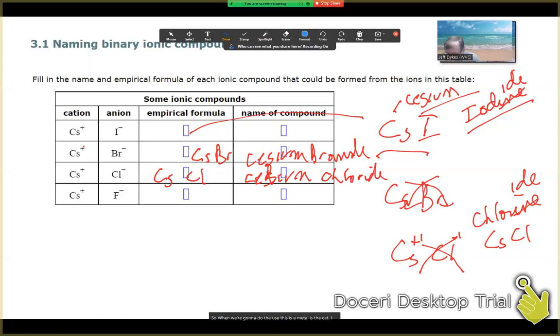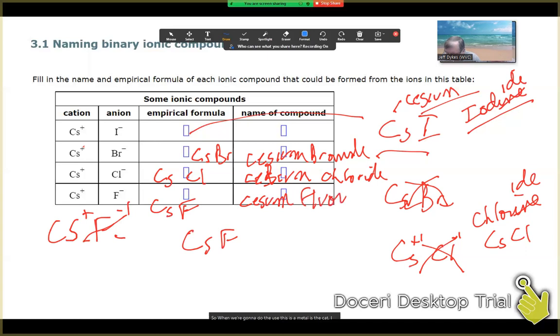And then this one would be cesium and fluorine, which becomes 1 and 1. So CsF, 1 and 1, so we don't need the ones, it's implied. CsF, cesium fluoride, and then so we're going to call that cesium fluoride. So it's fluorine, drop the INE and go to IDE, cesium fluoride.